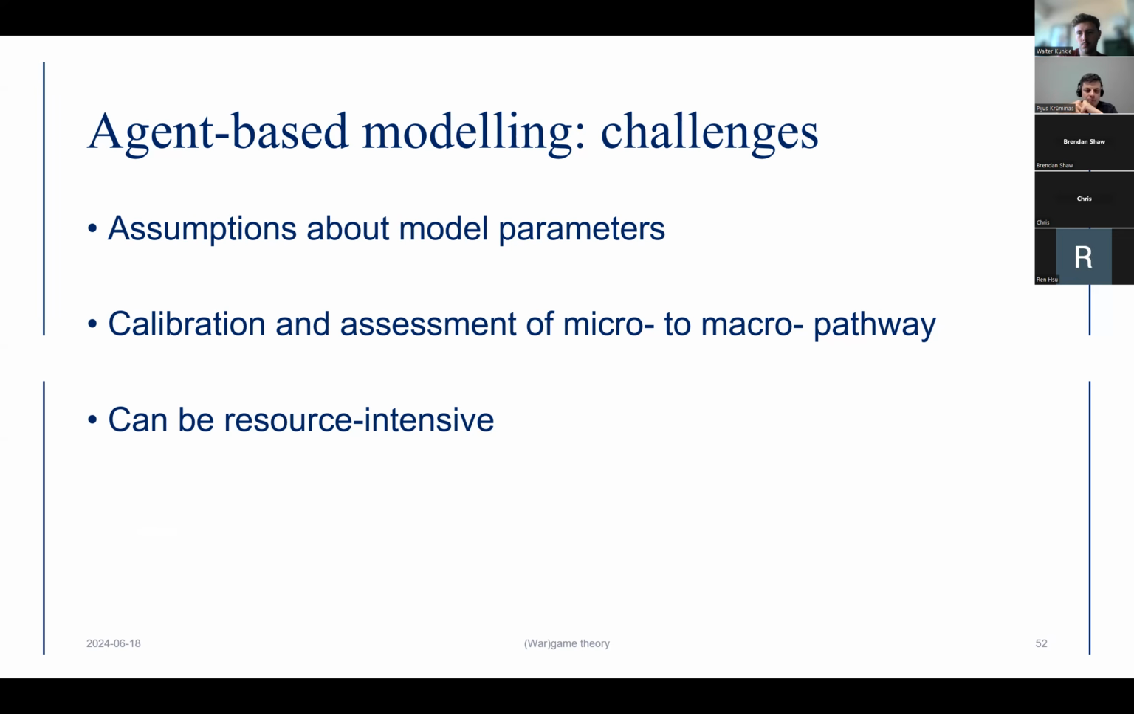And of course, it can also be very resource intensive in terms of computer power if you want to model huge societies or huge groups of individuals with a large number of parameters, a large number of rules, and so on and so on.